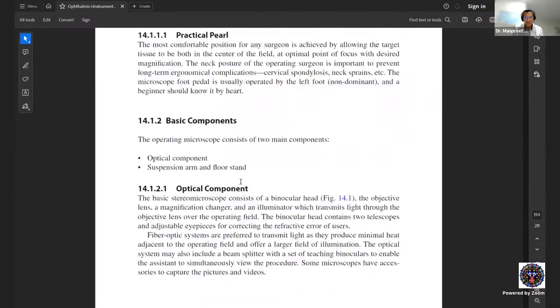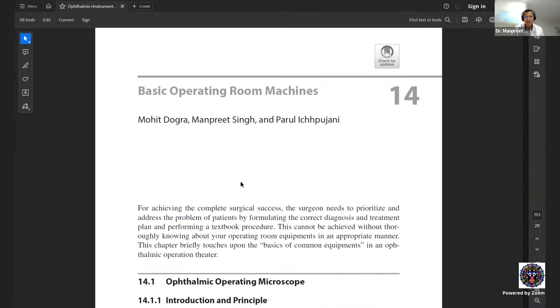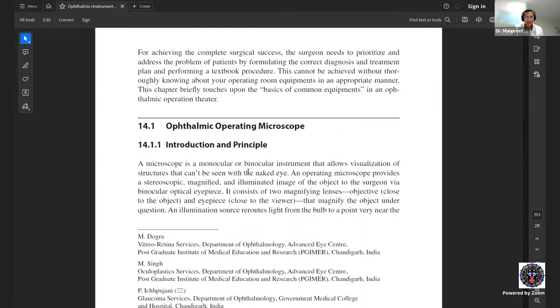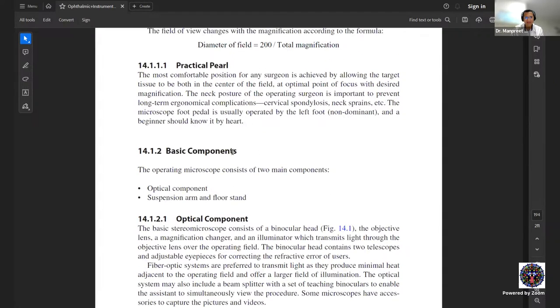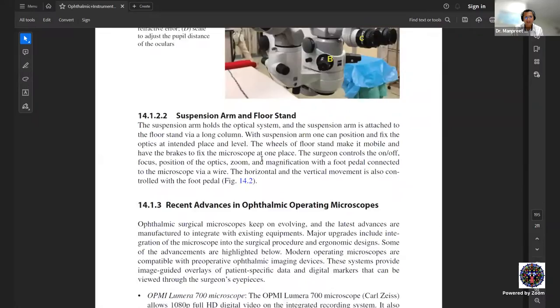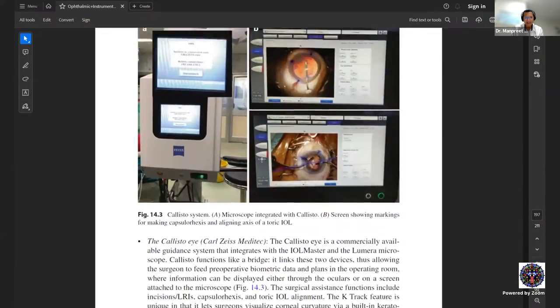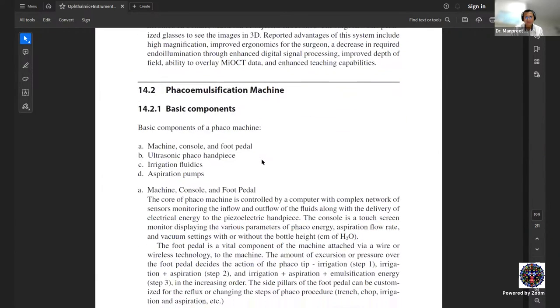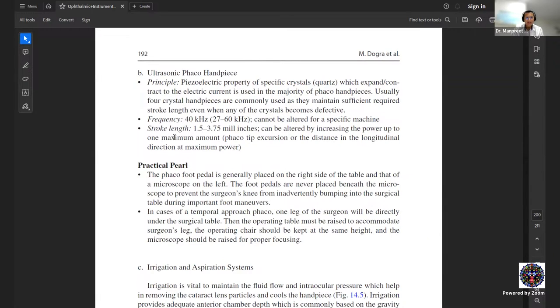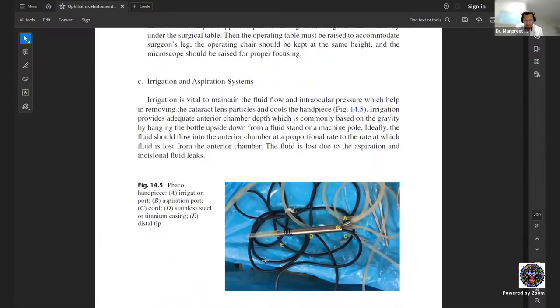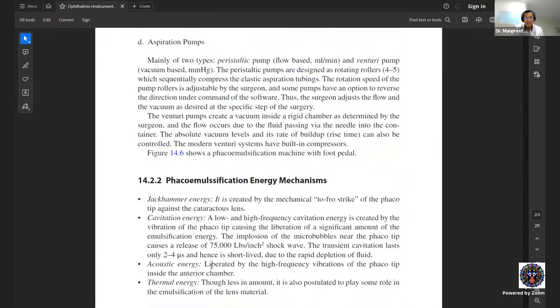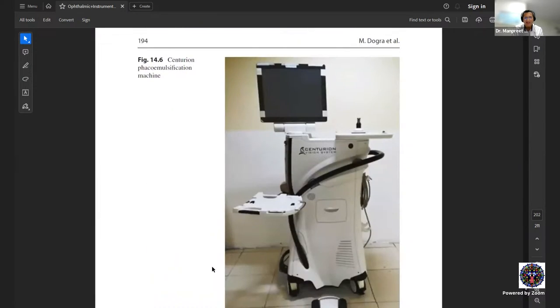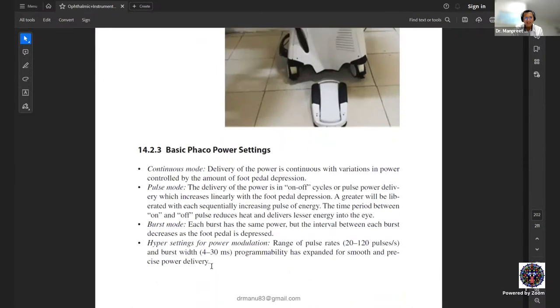So let me show you this. Yeah, so basic operating room machines. In this, we have covered this and we have tried to give the practical pearls also. So I'll share it with you in the next lecture. And let me show you, it was about the phacoemulsification machine, its basic components. So the fluidics, ultrasonic phaco handpiece and tips will come in here. Tips have their frequency, stroke length, and this is a kind of jumbled up image. About the tips, I have not written this. Okay, so I think Manpreet was dealing with this.